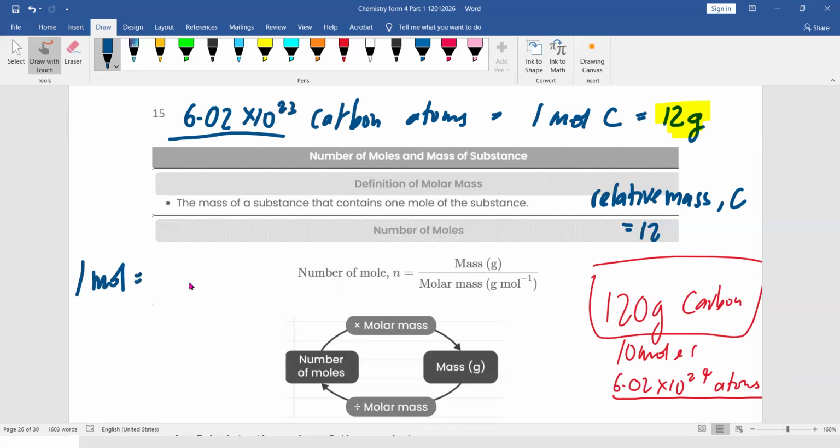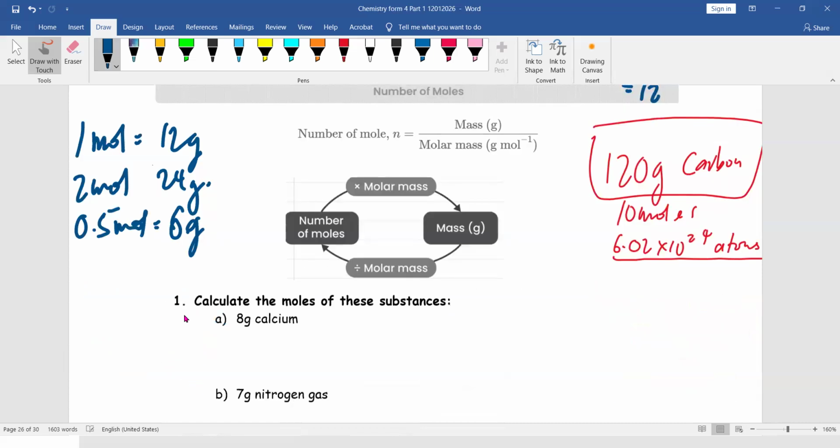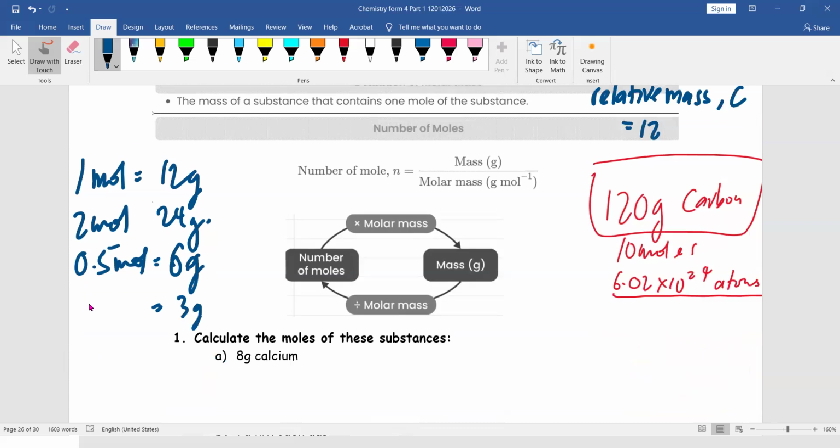So what happens is 1 mole is 12 grams. 2 mole is 24 grams. The 0.5 mole is 6 grams, right? So then, if I have 3 grams, how many moles? How to calculate? We take 3 divided by 12, you will get 0.25, right? Okay, so this formula is called amount of moles is mass over molar mass.